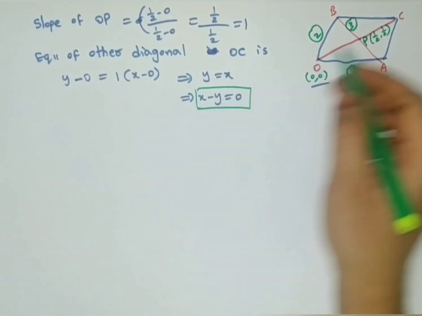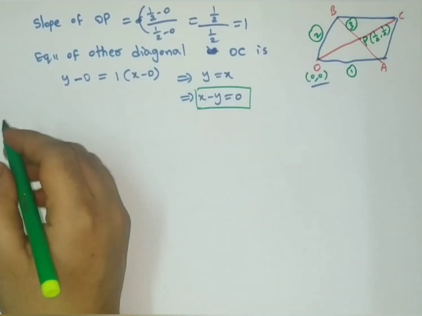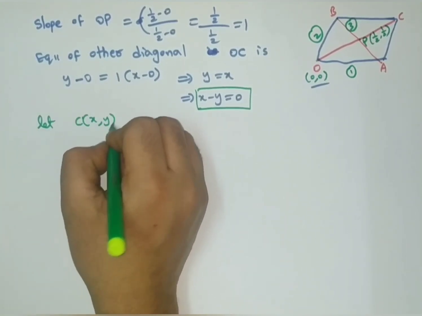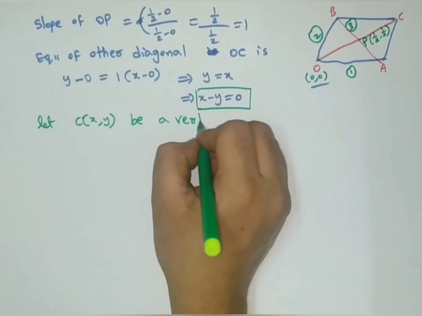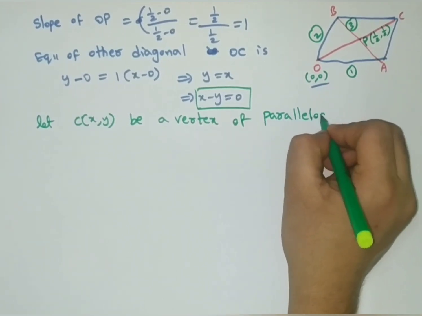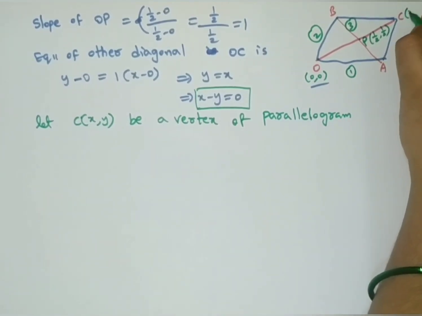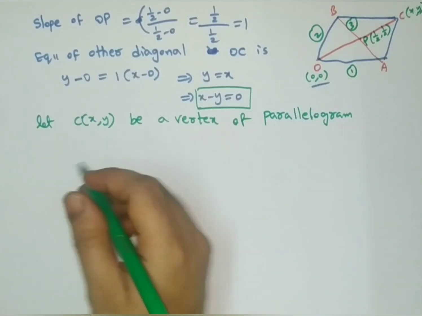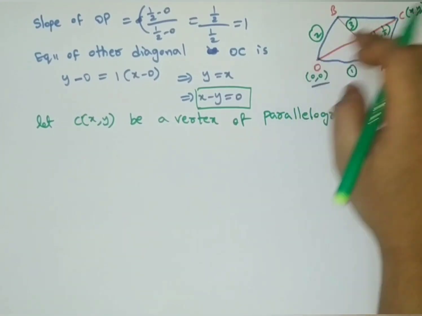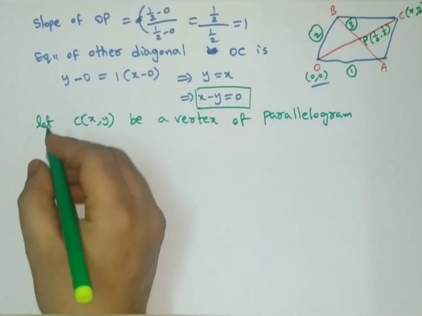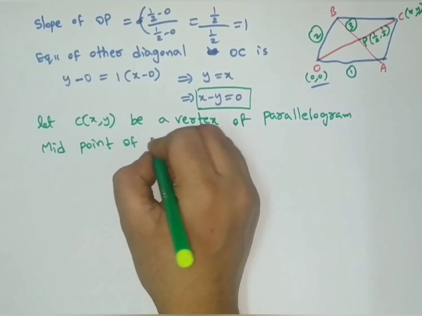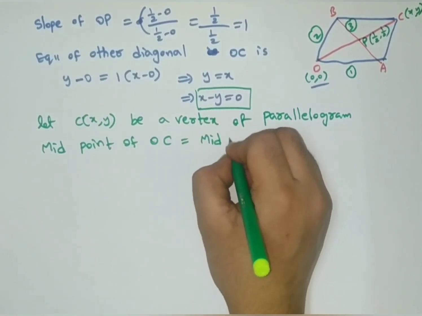Now we need to calculate what? The remaining two sides, AC and BC. Let C(x, y) be a vertex of the parallelogram. Here we are assuming the coordinates of C are x comma y. Now the midpoint of OC is what here? The midpoint of OC is P and the midpoint of AB is also P. So the midpoint of OC is the same as the midpoint of AB.